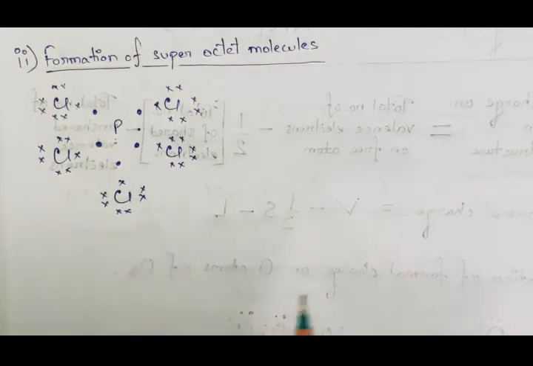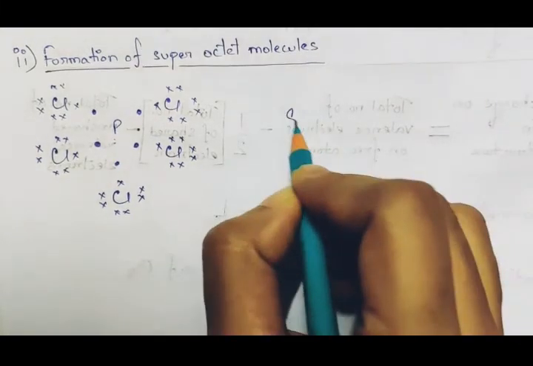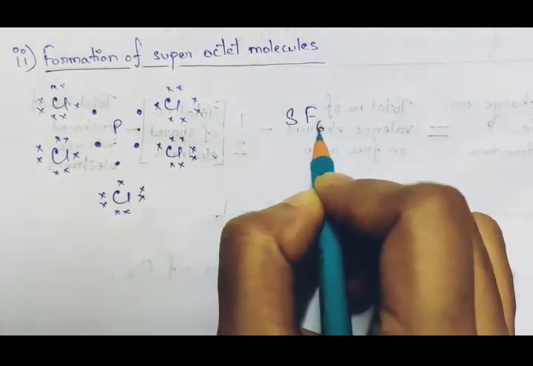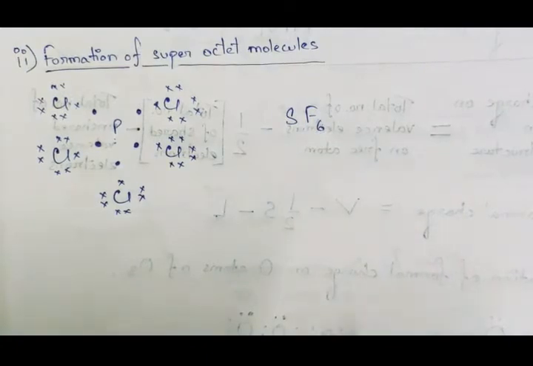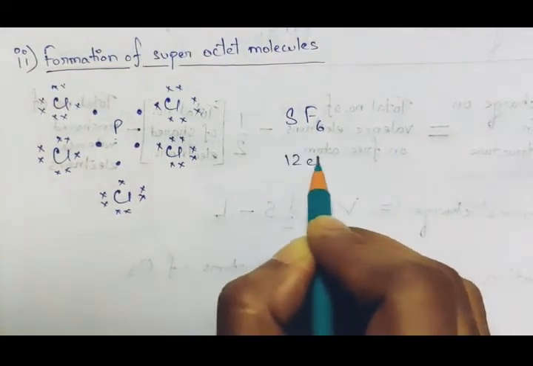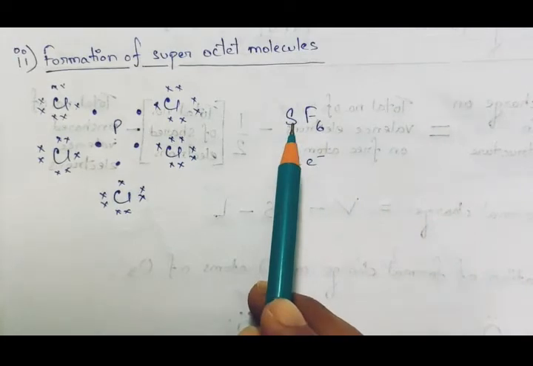Clear? In case of SF6 also, one sulfur atom is connected with 6 fluorine atoms, right? So in this case, 12 electrons are there in the valence shell of sulfur. This is the central atom.